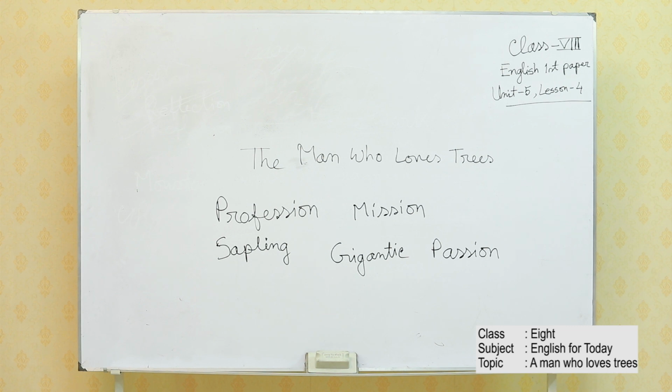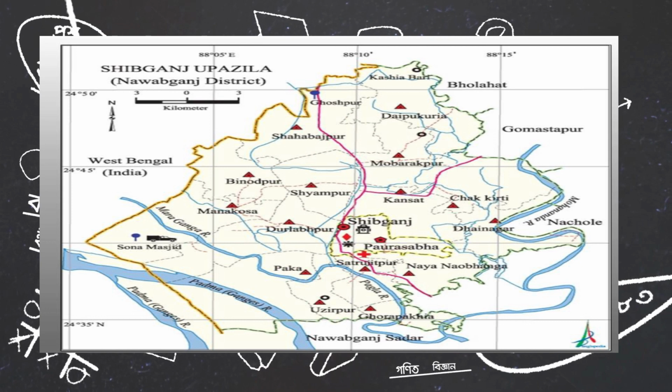Okay, students, let us have a tour to the farthest corner of Bangladesh. Look at the map. The map is showing the upazila where Kartik Paramanik lives. Can you see the upazila? Yes, it is in Nawabganj district. And in this upazila, there is a village. The name of the village is Tarapur. And at Tarapur, Kartik Paramanik lives.